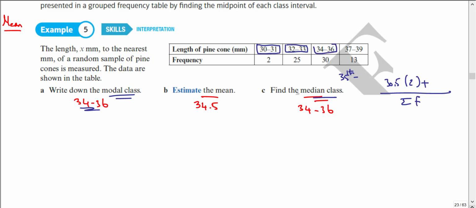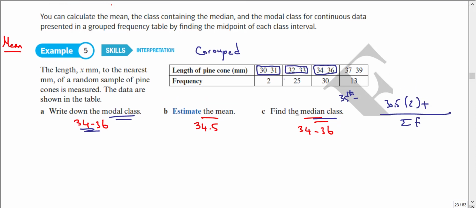Okay. Here we have what? Frequency table, but with what? Classes, groups. It is grouped. Okay, it's classes, not like the previous question. Okay.